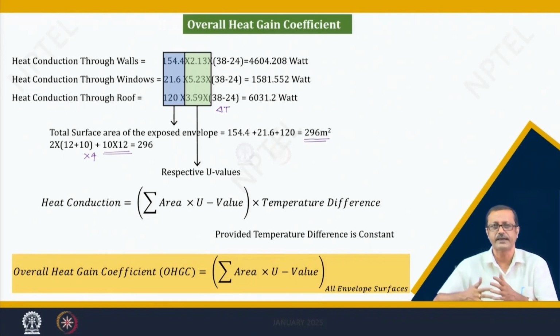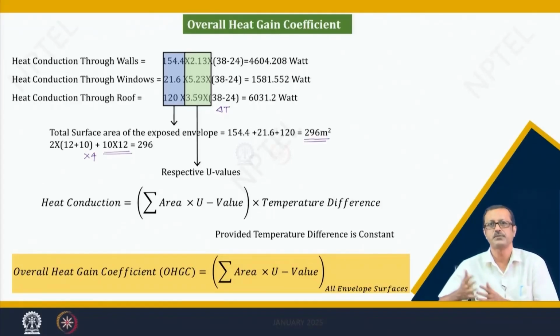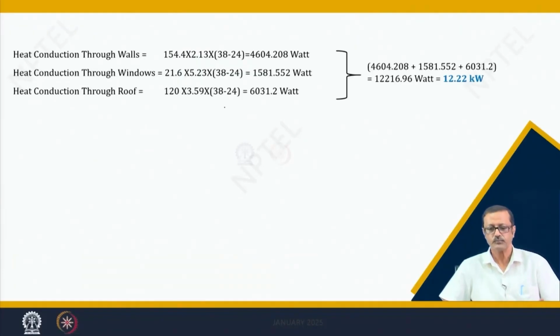Now, on different days the temperature is not always going to be 38 degrees. In the evening it will be less, in the morning it will be less, in some other month it may be more. So, the 38 may change to some other degree. Delta T will change, but each time I multiply with the OHGC of the building, and I am going to get the total amount of heat.